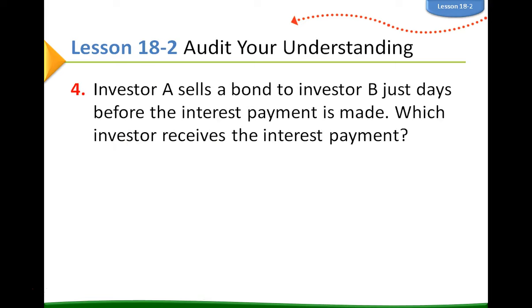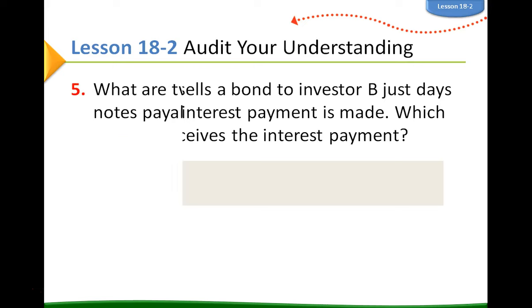Investor A sells a bond to investor B just days before the interest payment is made. Which investor receives the interest payment? Investor B, because they own the bond.